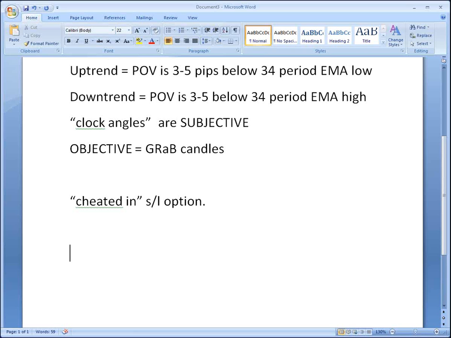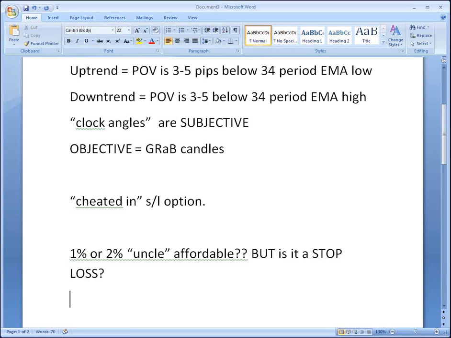I think what's interesting is 2% or 1%, these could be what I call uncle points. In other words, this is where you decide whether or not a trade is affordable, right? Whether that's 1% or 2%, that's your uncle. That's where you say, okay, no, this is not for me. But I don't think that 1% or 2% is a stop loss. Okay? Just my opinion, but I don't think it's a stop loss.